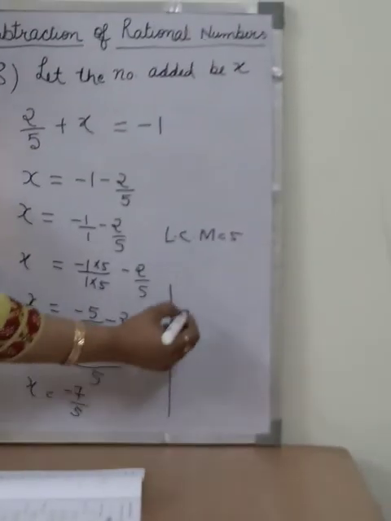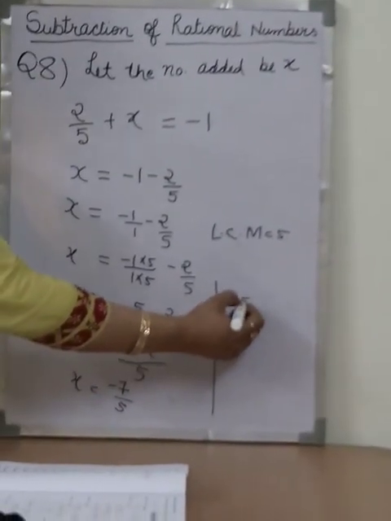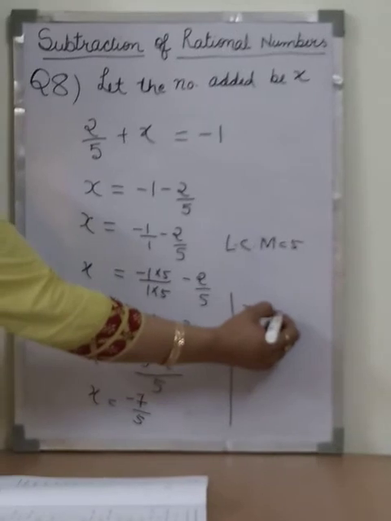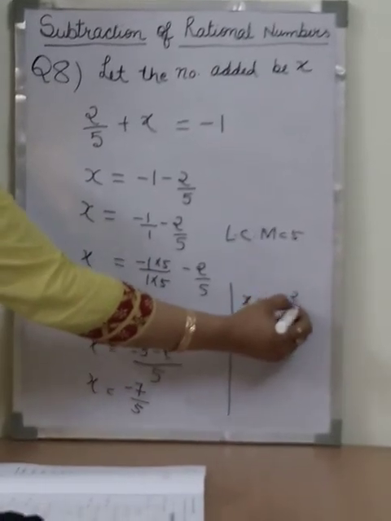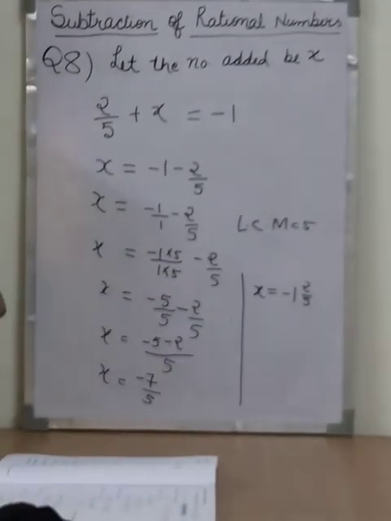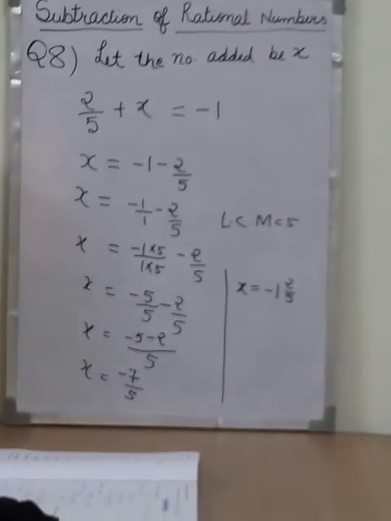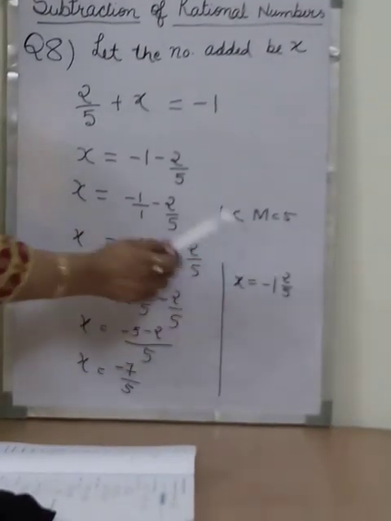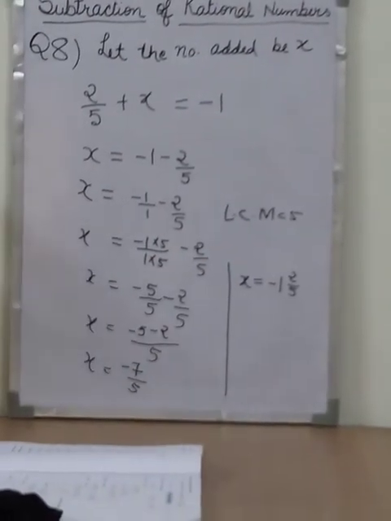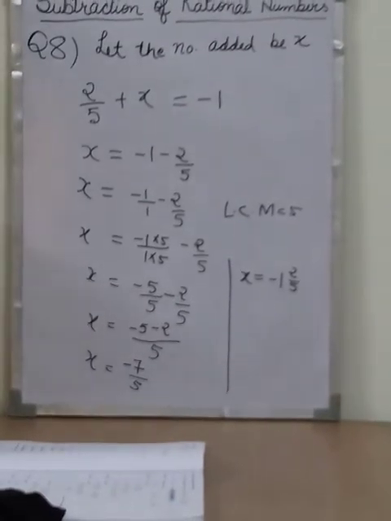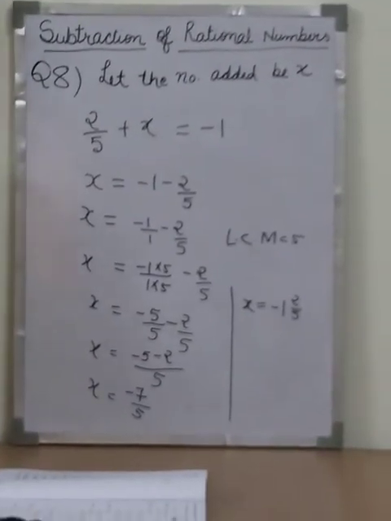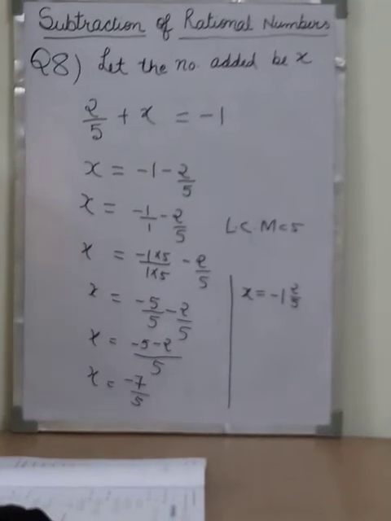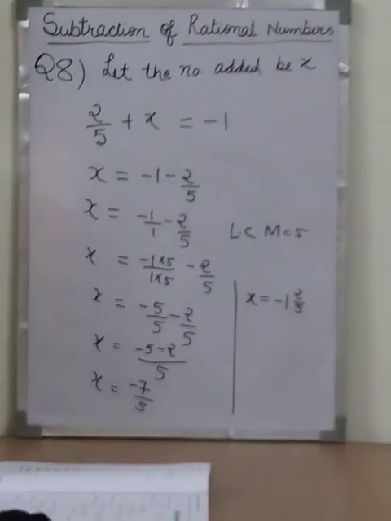Again it is an improper fraction. We convert it into a mixed fraction. So what is the answer? Minus 1 whole 2 by 5. So what number must be added? It is minus 1 whole 2 by 5. Then question numbers 9 and 10 are of the same type. I discuss question number 10 with you.